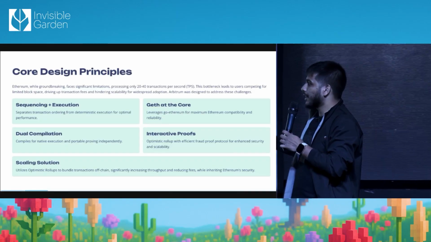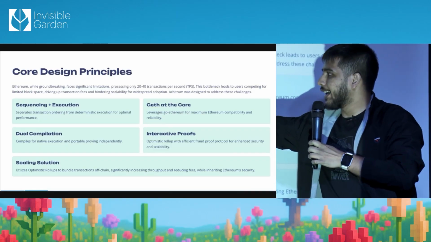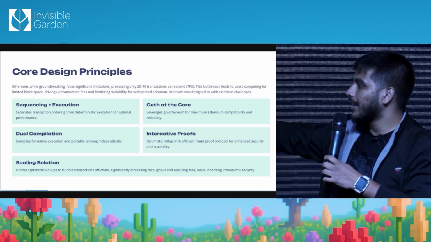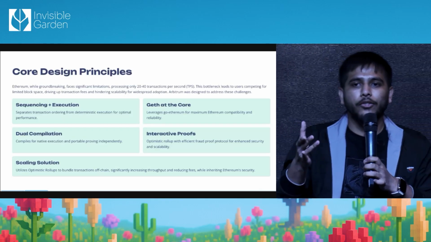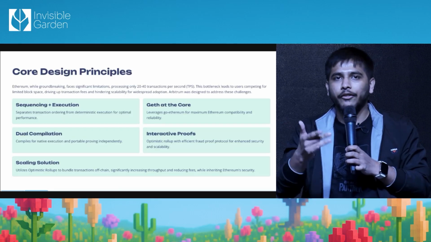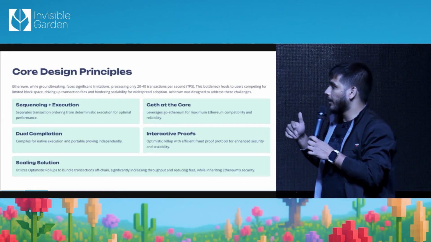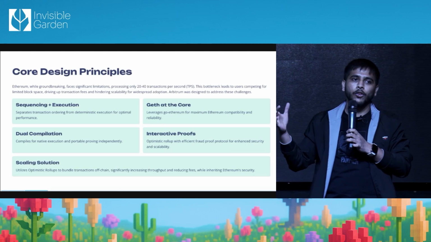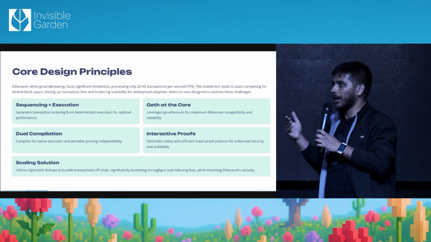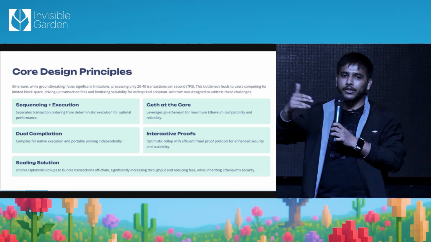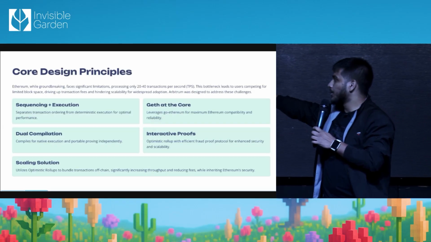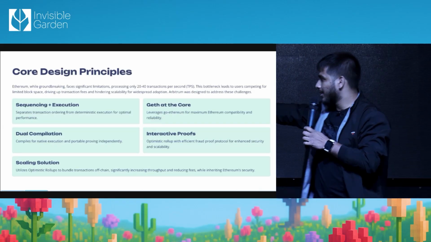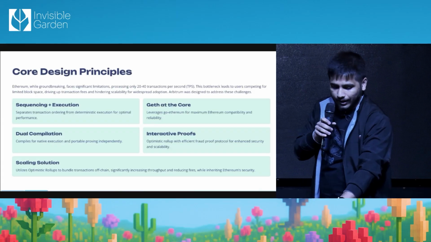So how it works, I'll explain the mechanism. There are 4 components: sequencing and execution. Instead of processing every transaction one by one, we use a sequencer which takes the input of all the transactions, sequences them, and posts them on the L1, as well as the proving mechanism. We use geth for all the execution, and a dual compilation and interactor.